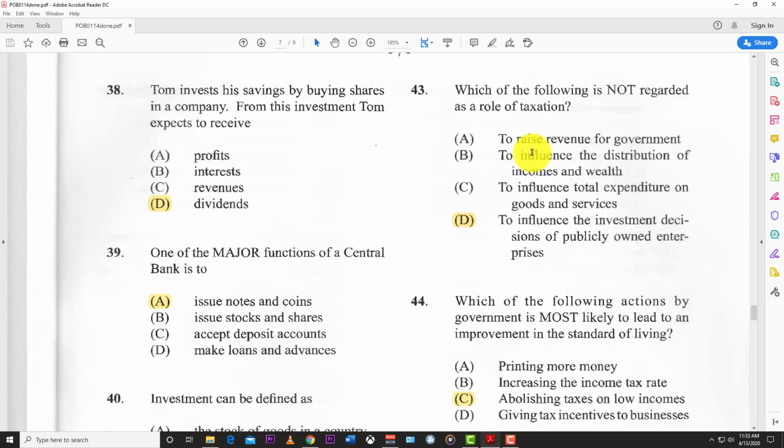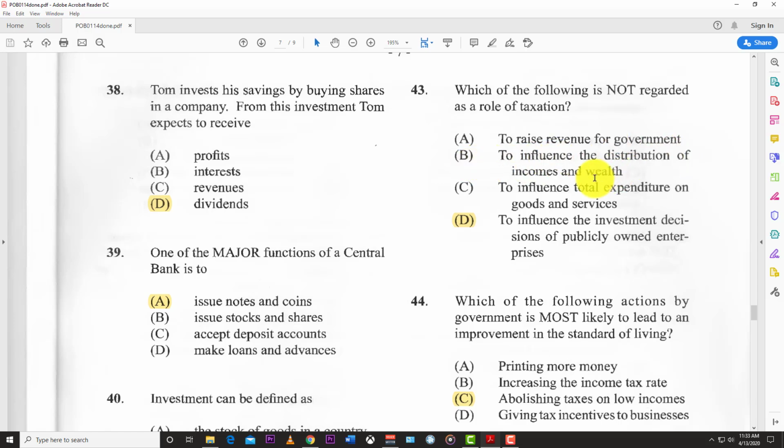42. A price control may be defined as C, government limit the price of goods or service. 43. Which of the following is not regarded as a role of taxation? And the answer is D, to influence the investment decisions of publicly owned enterprises. So A, to raise revenue for government. Yes, taxes is the main way government get revenue, so that's not it.